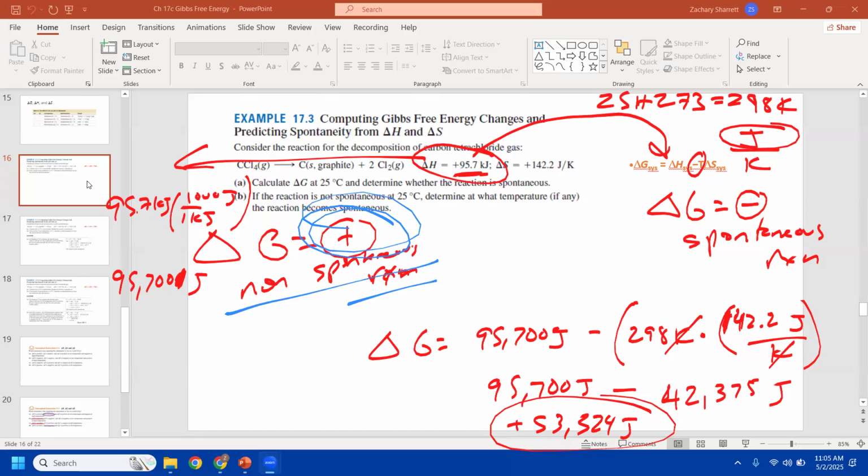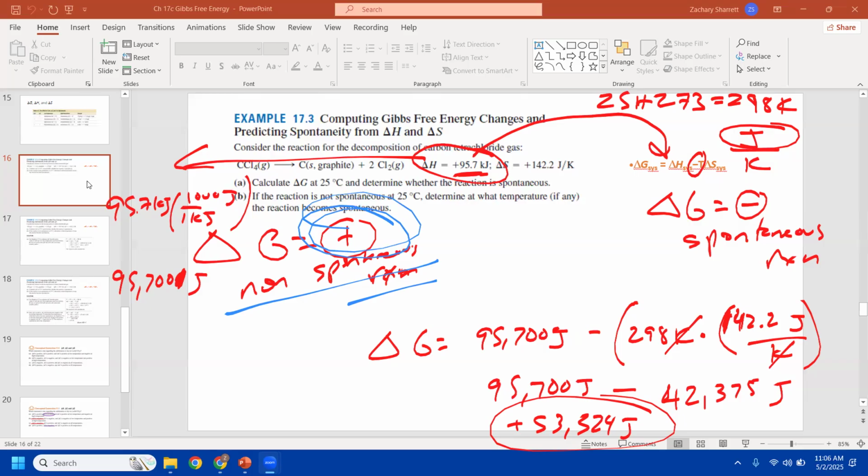Now, part B says if the reaction is not spontaneous, then calculate the temperature at which the reaction becomes spontaneous. So we could raise the temperature a lot and see if that makes it negative. But we want to find the exact temperature. So what's the best way to do that? What is the temperature at which deltaG goes from positive to negative? Where's the flip point? When deltaG equals 0. So for this part, we set deltaG equal to 0.